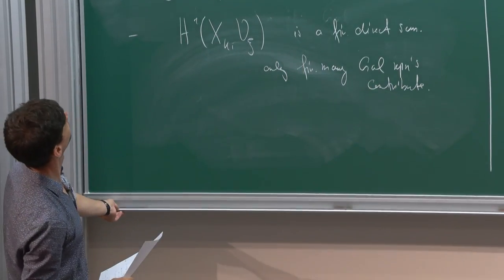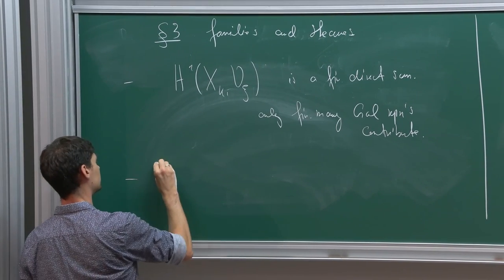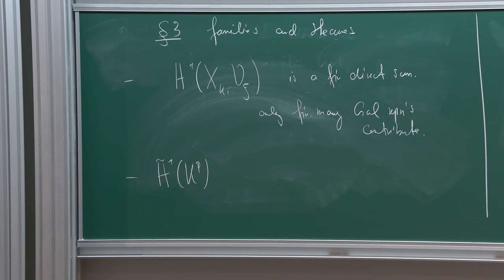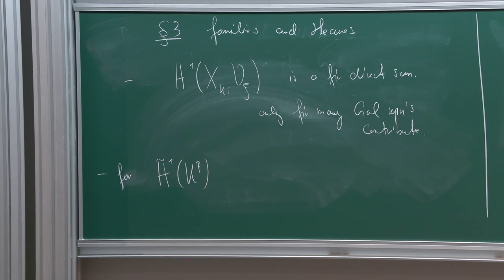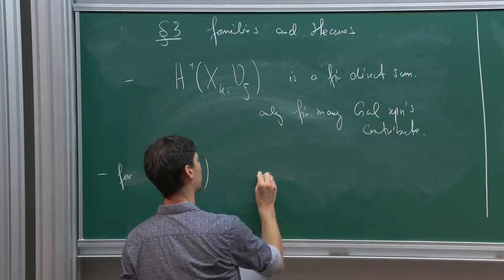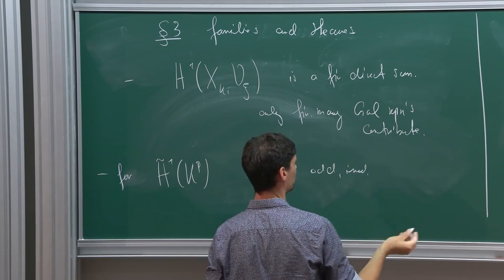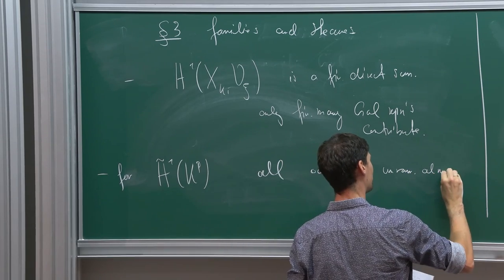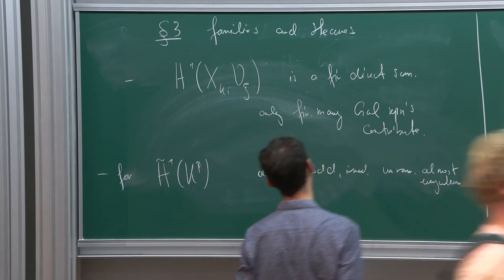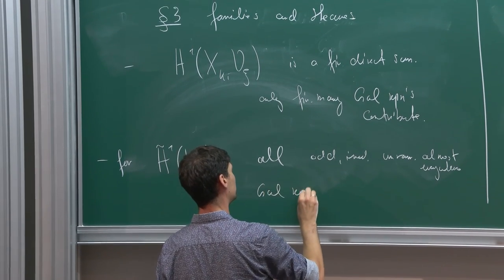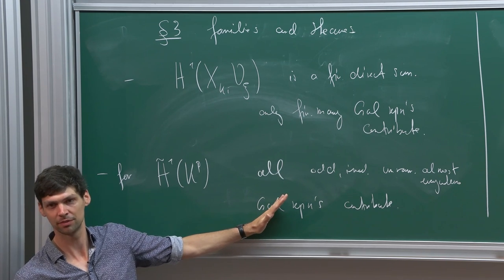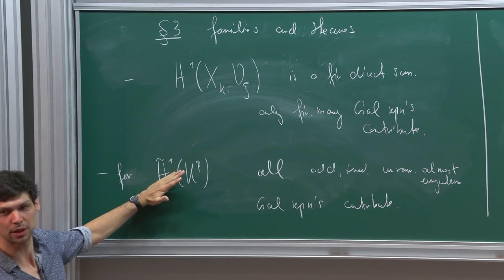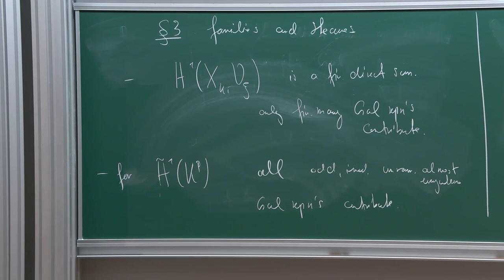On the other hand, this completed cohomology is of a different nature, namely for this H tilde 1 with coefficients in F_p. As you see above, in some sense, all irreducible, odd, unramified almost everywhere Galois representations contribute. And these p-adic Galois representations here really come in families. Okay? So you maybe rather should view this guy as a family of representations over a space of Galois representations.